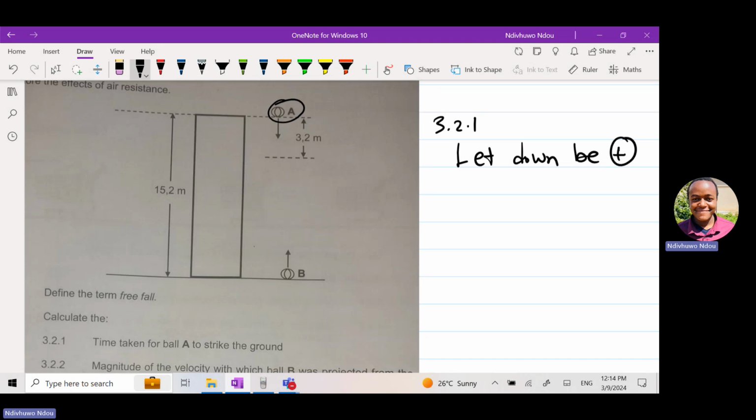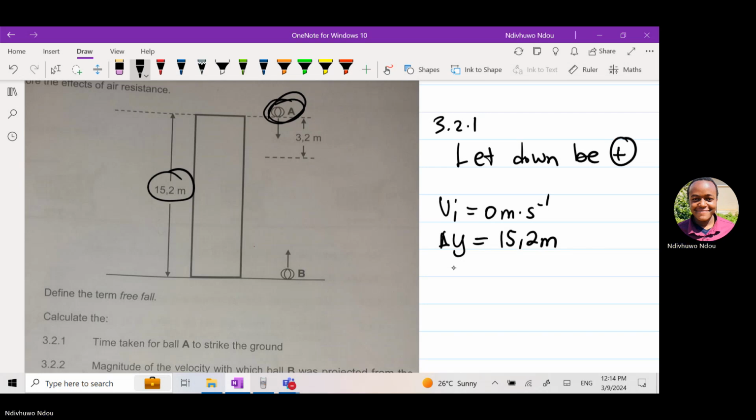Okay, so what do I have for my data? If I'm dropping this ball here, its initial velocity will be 0 meters per second. And again, it's been dropped from a height of 15.2 meters. It means my change in y will be positive 15.2 meters because it's going downward. It's covering that distance, so it's positive because I let down be positive. Gravitational acceleration will also be positive 9.8 meters per second squared because the ball is going downward and I'm saying down is positive, so it's going in the direction of gravitational acceleration.